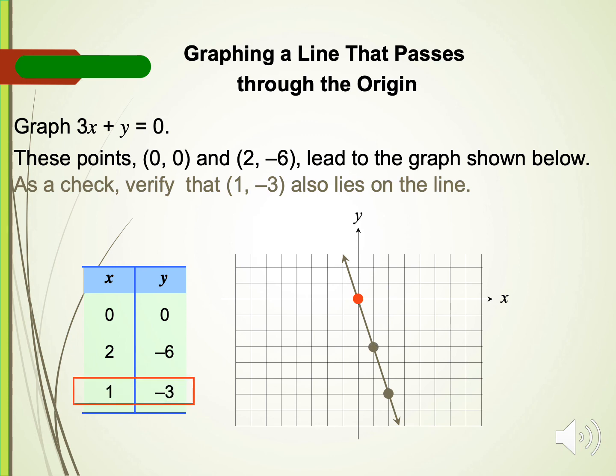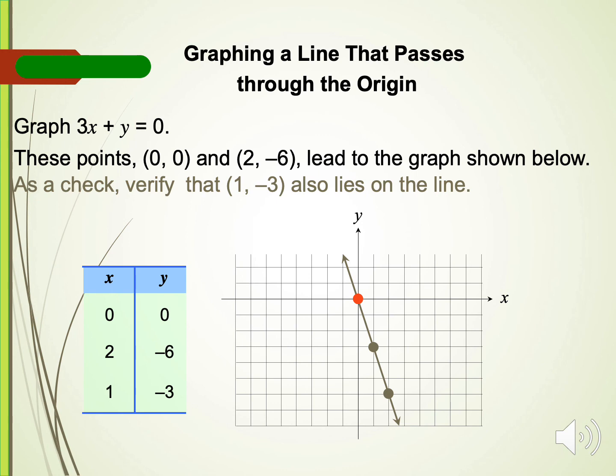Okay, so you can always verify if 1, negative 3 also lies on the same line, or you can assign any point to verify whether there is a point that lies on that line. Okay, so now we are down to the lesson which is related to the rectangular coordinate system, the ordered pairs. Okay, the next thing is finding the midpoint of the line segment.